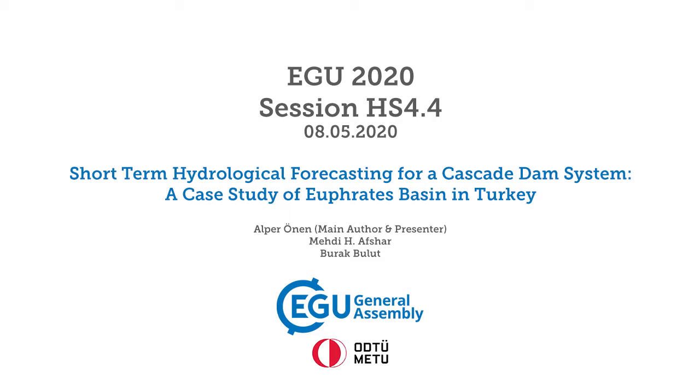My name is Alperen from Ankara, Turkey, and today I will give a short presentation about our project with co-authors shown here, Mehdi Avşar and Burak Bulut. Our title is Short-Term Hydrological Forecasting for a Cascade Dam System, a case study of Euphrates Basin in Turkey.